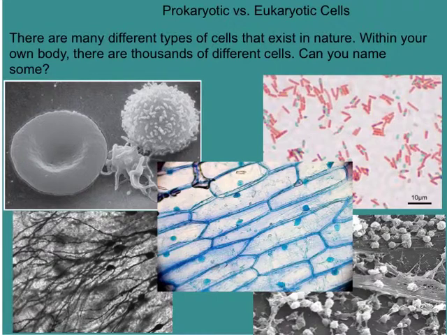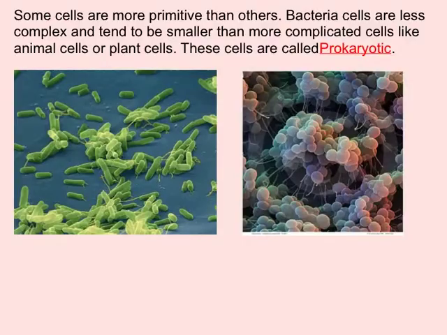Okay, so let's learn a little bit more about these particular cells. Some cells are more primitive than others. Bacteria cells are far less complex and tend to be smaller than the more complicated cells like animal cells or plant cells. And those smaller ones, like Staphylococcus aureus and bacillus, are prokaryotic. In fact, all bacteria are prokaryotic, whereas all animal and plant cells are eukaryotic.